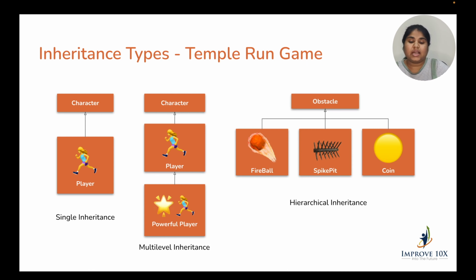The next one is hierarchical inheritance. This we have already implemented in our game. The parent class is obstacle, and there are three child classes, which are fireball, spike pit, and point, that are extending from the obstacle class.